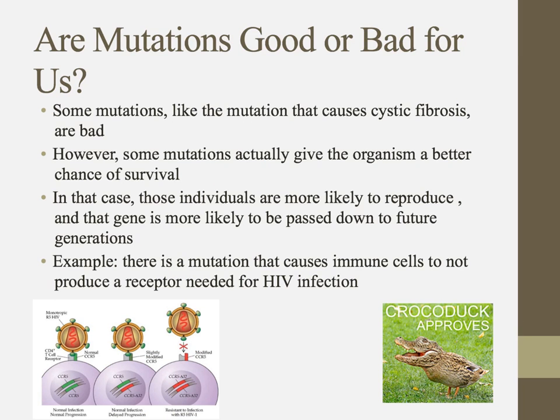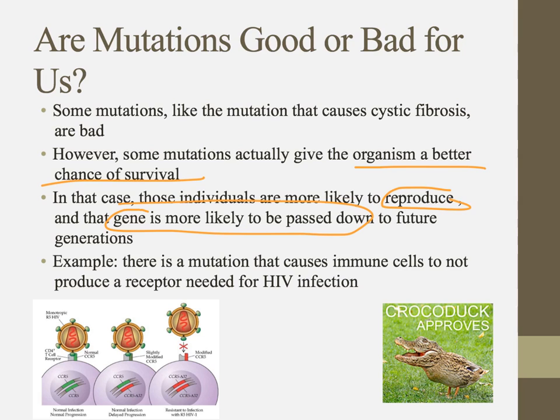Now, mutation kind of gets a bad reputation, right? So some mutations are bad, like we just talked about cystic fibrosis, but not all mutations are bad. Some mutations are really good. It can actually give the organism a better chance of survival. And so if that's the case, then that mutation may make that individual more likely to reproduce. And if it's more likely to reproduce, it's more likely that that mutated gene is going to be passed down to its offspring in future generations.